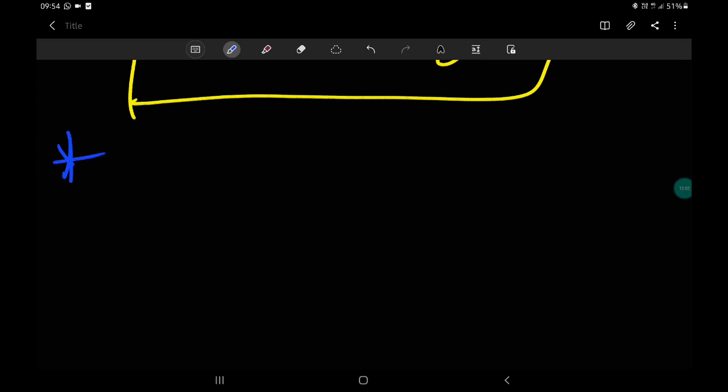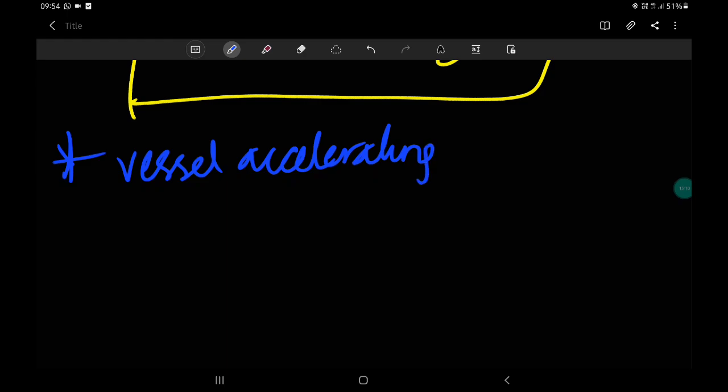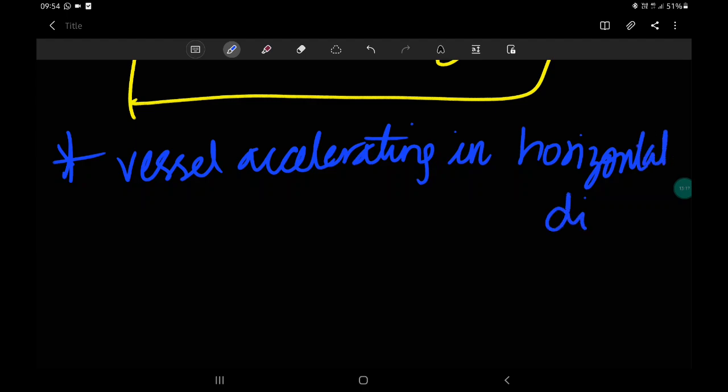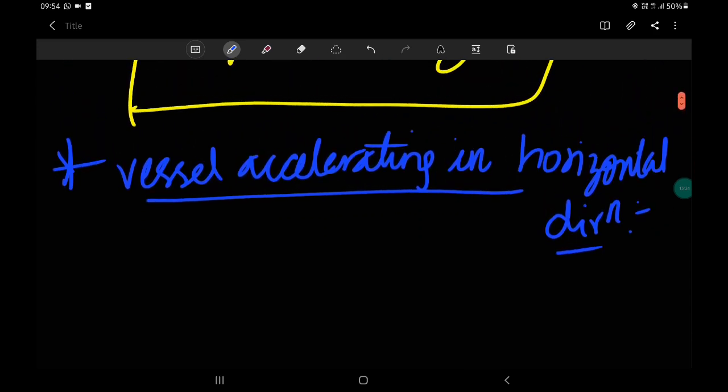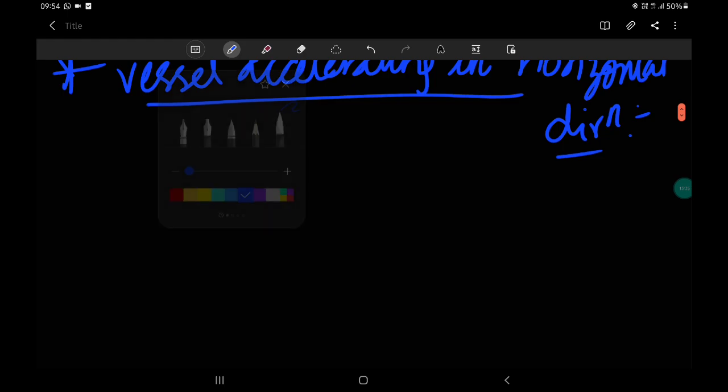But now if we consider the vessel accelerating in horizontal direction. Okay, if this is the case, this is directly I'm giving. You will find direct questions like this. I am not taking the lecture in an unnecessary way. I am just telling you the simple direct concepts. You will see these direct questions in your exam. I can guarantee that.